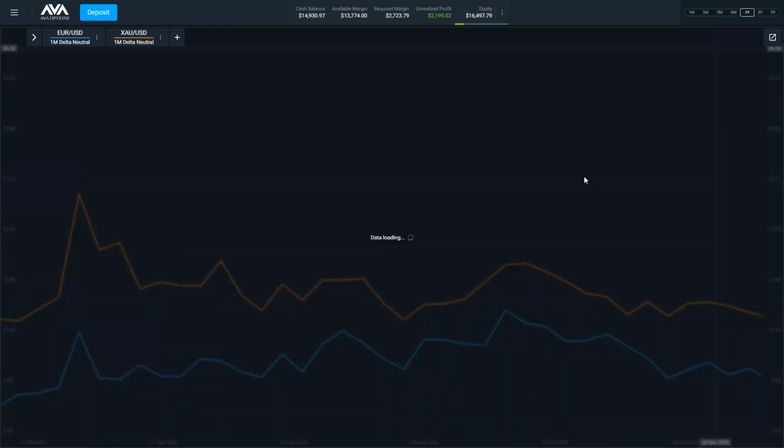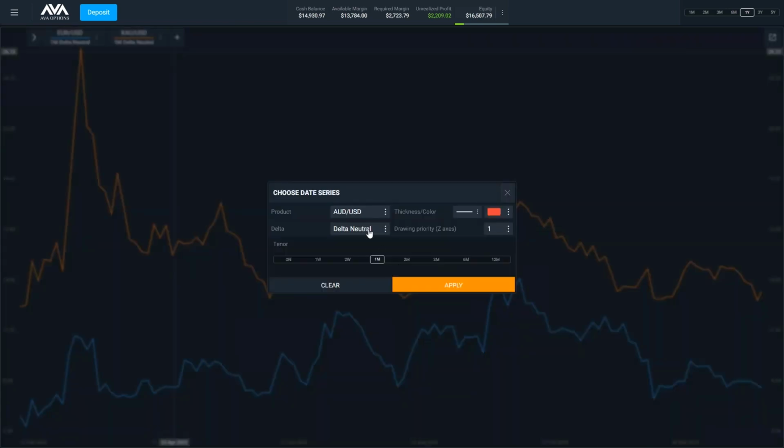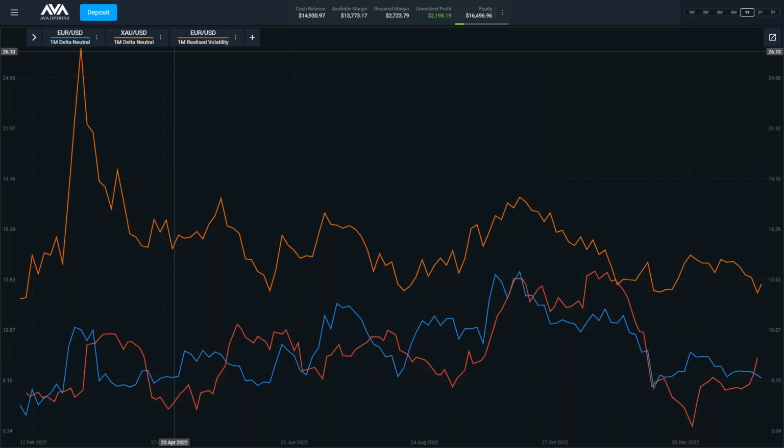Instead of 3 years, let's just look at 1 year. Gold volatility trades higher than Eurodollar. That's normal. But it looks like the spread between the two of them is changing all the time. And we don't only have to look at implied volatility. We can also look at realized volatility. How volatile has the asset been over the past month? This is 1 month realized volatility.